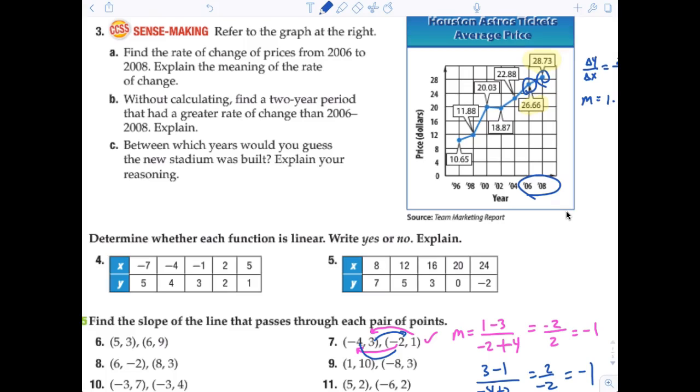Listen, the new stadium was probably built. I'm not saying that has to be true because we don't know. We're just saying if you build something new, the ticket price is probably going to go up. Because you have to help pay for the stadium, right? Does everybody agree with what I'm saying now? You'd have to help pay for the stadium. So I would say, from 98 to 2000, the price of the tickets would go up, because that's going to help cover the cost of building the stadium.